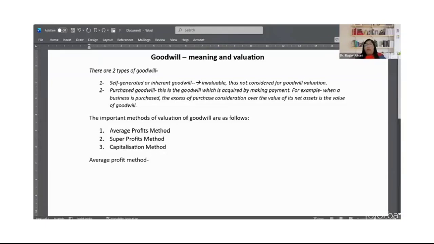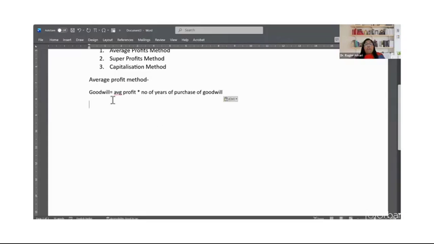The average profit method is the method where we find out the goodwill using the average profits of the past few years of the firm, multiplied by the number of years of purchase of goodwill. Thus, the formula for this is average profit multiplied by number of years of purchase of goodwill. How to find out average profit from this? We have another formula for calculation of average profit as well: total profit of the given number of years divided by number of years.